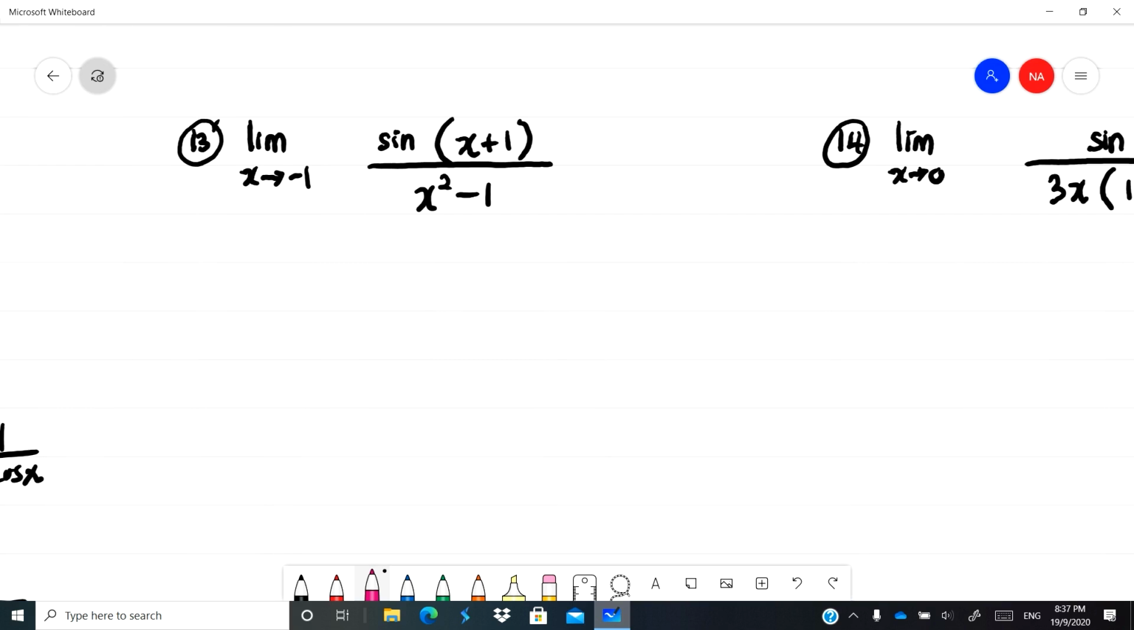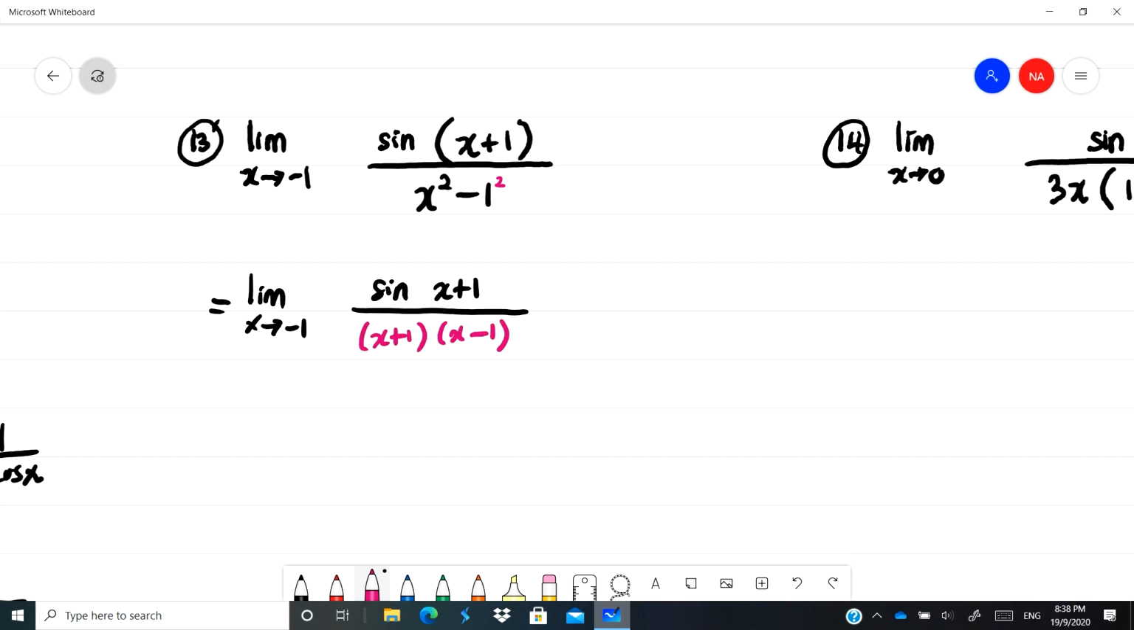If you try to substitute the value of x with -1, we'll get the 0 over 0 case. So this part should be factorized. If you remember, this is actually 1 means 1 square, so you can simply change it. We have limit as x approaching -1 of sine(x plus 1) over x square minus 1 square, which will be changed into (x plus 1)(x minus 1).